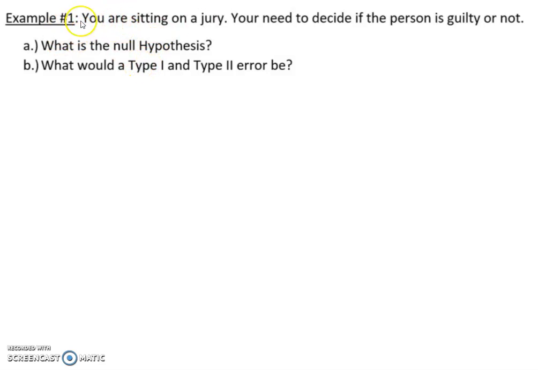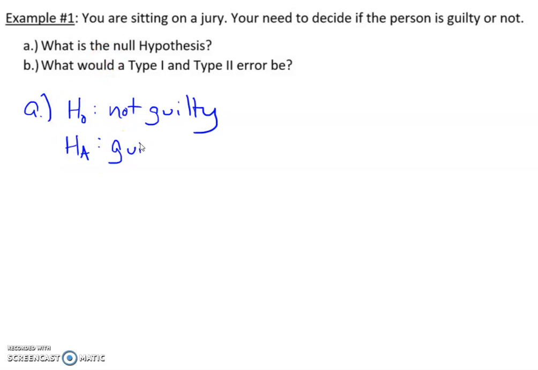So in our first example, you are sitting on a jury. You need to decide if the person is guilty or not. So we've talked about this before. As you know, for part A, what is the null hypothesis? The null hypothesis would be, well, innocent until proven guilty. So null hypothesis is not guilty. And the alternative hypothesis, I know I didn't ask for it, but I'm going to write it, is that they are guilty.